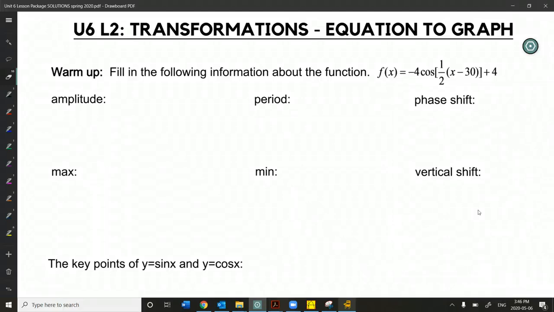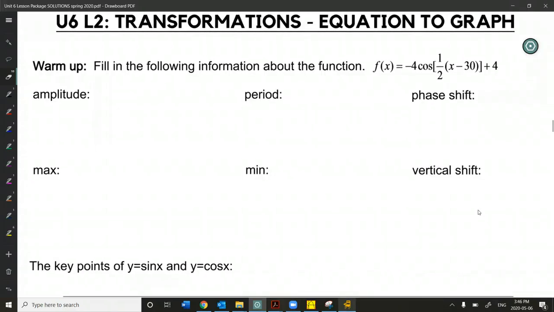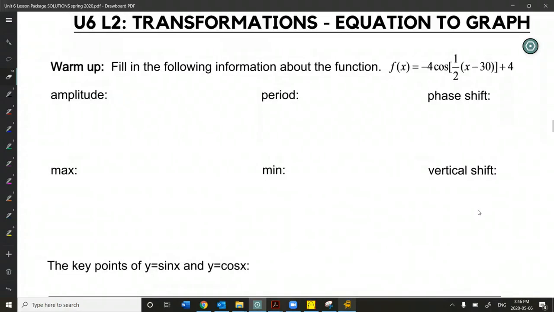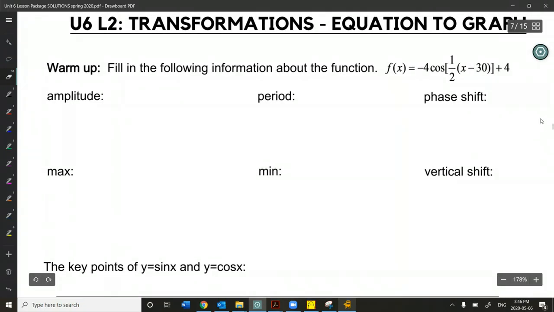Hey guys, today we're going to look at transformations, specifically going from the equation of a trig function to a graph. So yesterday I introduced to you guys the idea of amplitude, period, phase shift, and vertical shift or vertical displacement when looking at an equation. So we're going to take a second and pause the video here and see if we can complete this information and fill it out.